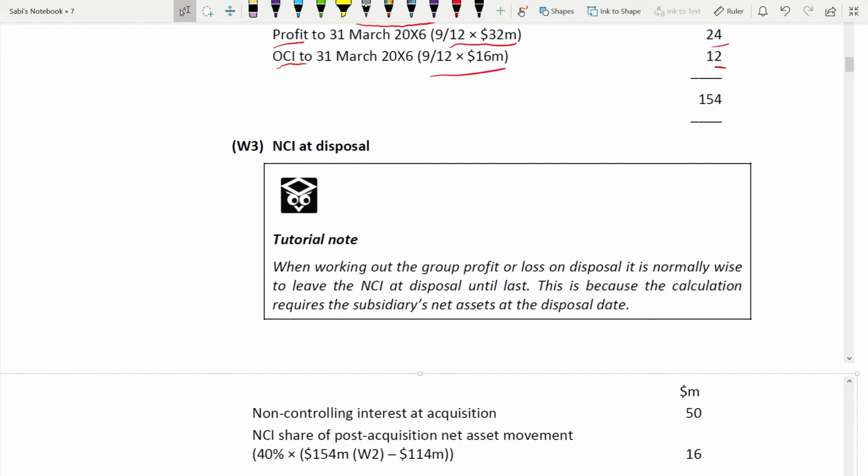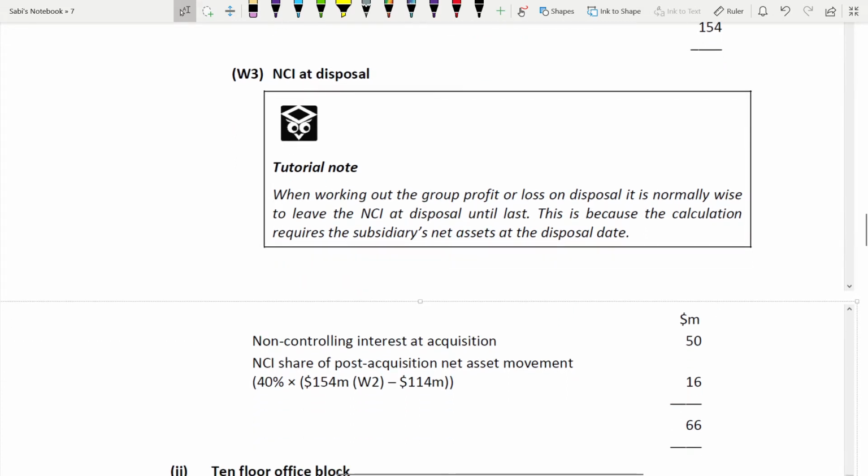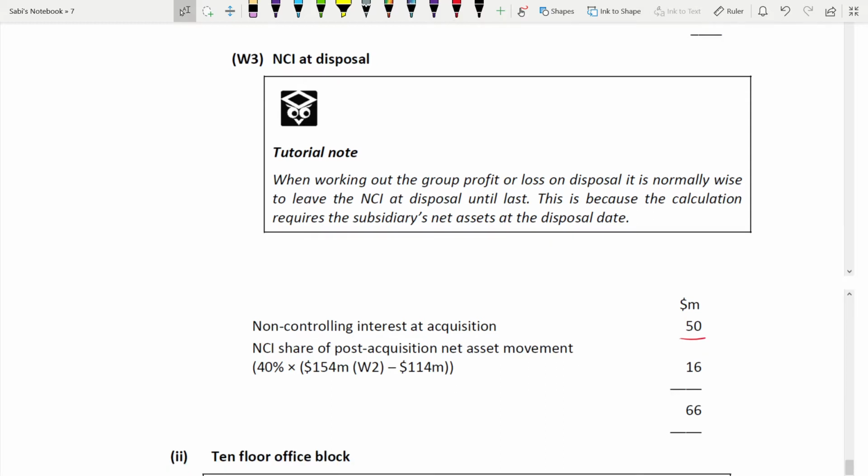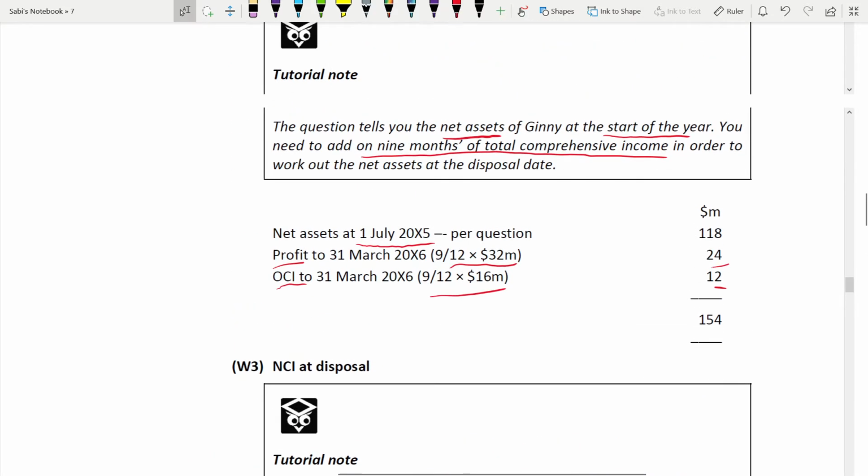At disposal date, when there's a disposal. So now NCI at acquisition is 50. With this, what are you adding? Their share of post-acquisition net asset movement. So 40%, we know NCI is 40%, and the net assets we have just found out. The movement in net assets on that 40%. Movement in net assets is your profit only. So 154, which we have just calculated in working 2.